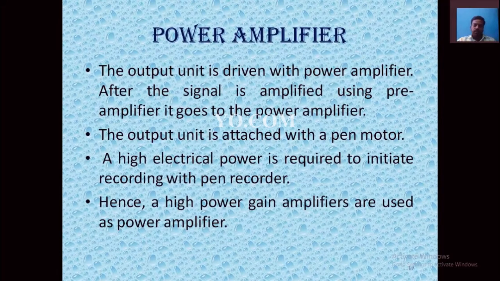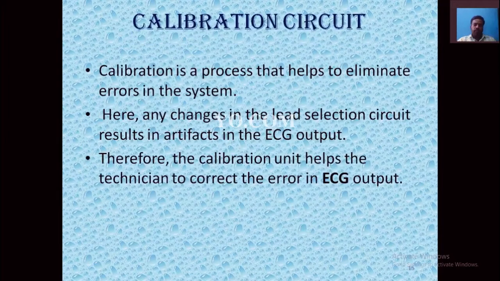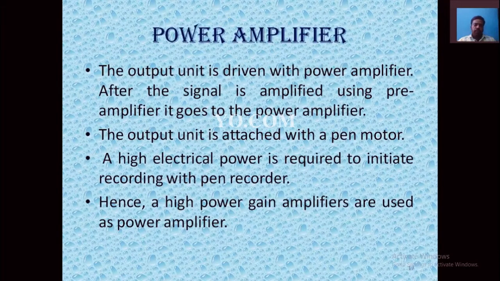Next one is the power amplifier. See the block diagram, the pre-amplifier output is directly given to the power amplifier. The power amplifier amplifies the pre-amplifier output and drives the output units. Here the output unit may be a pen, or a printer, or an LCD display, or anything. The output unit is driven with the power amplifier.